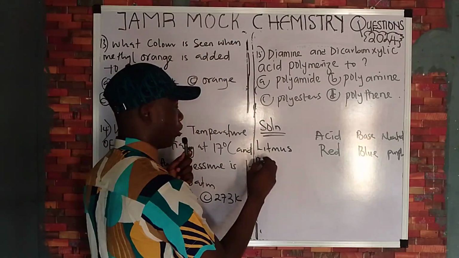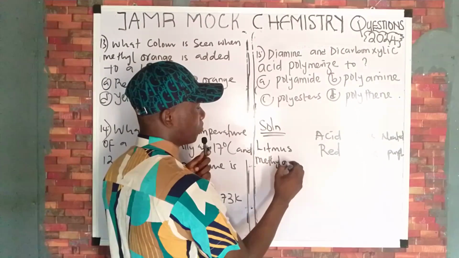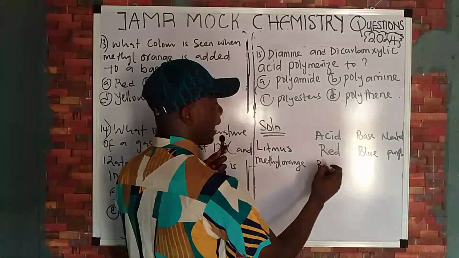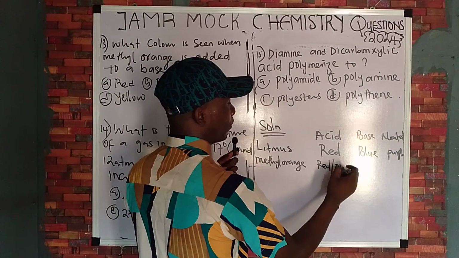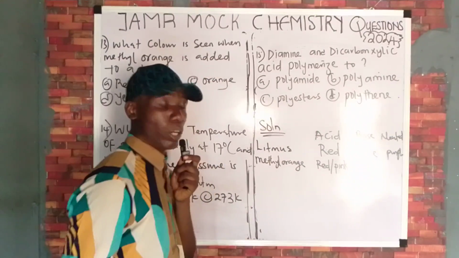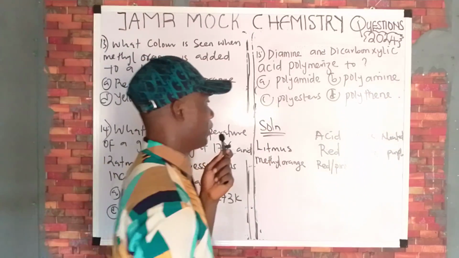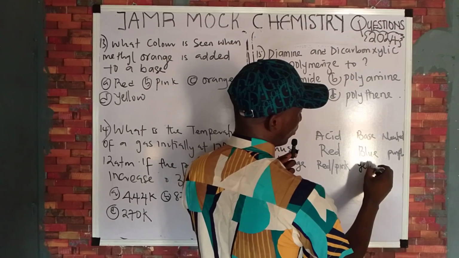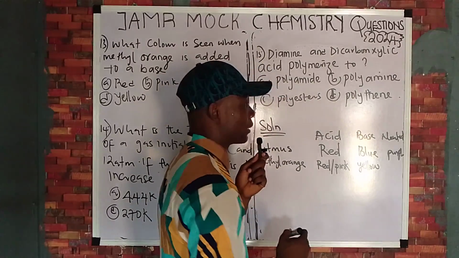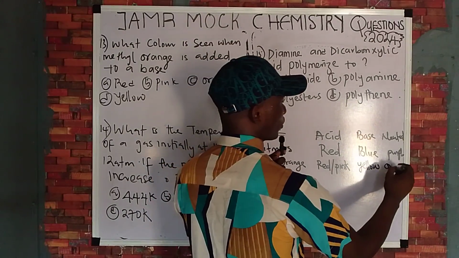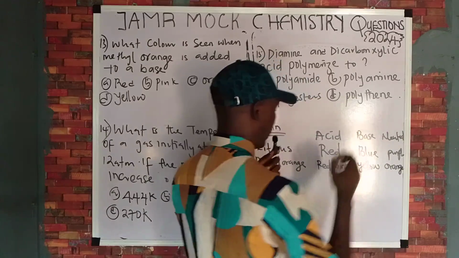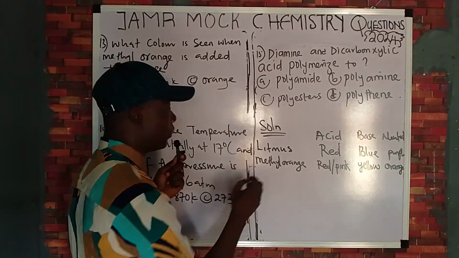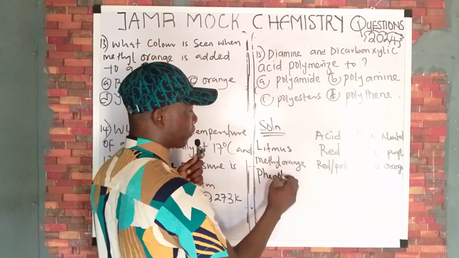Now, what will be the color of methyl orange? When methyl orange is added to an acid, you get either a red color or a pink color, depending on the concentration of the acid. If it is added to a base, you are going to get a yellow color. Take note of that. If methyl orange is added to a neutral solution, you are going to get an orange color. Take note of these details, please. Get your book and your pen. Make sure you are writing them down. Then the last one, phenolphthalein.